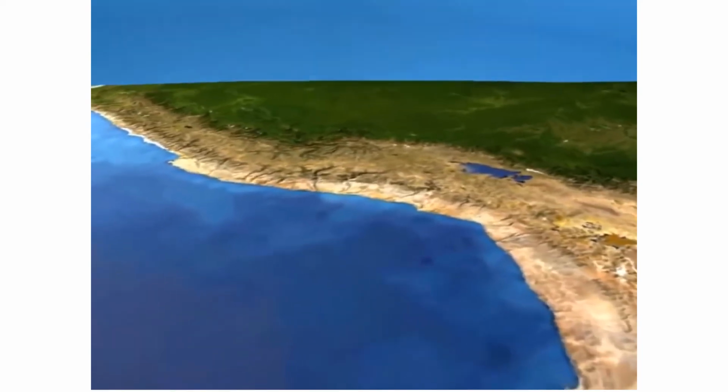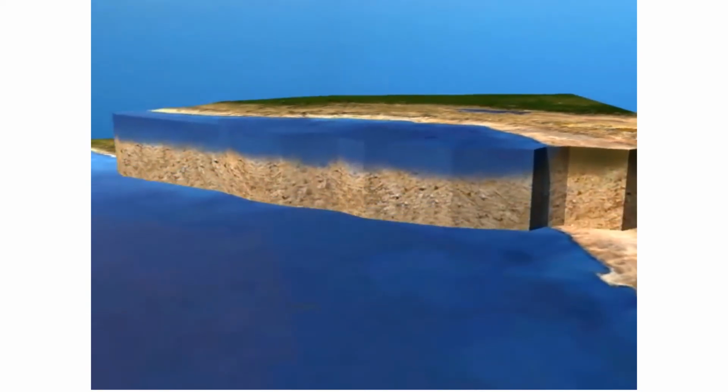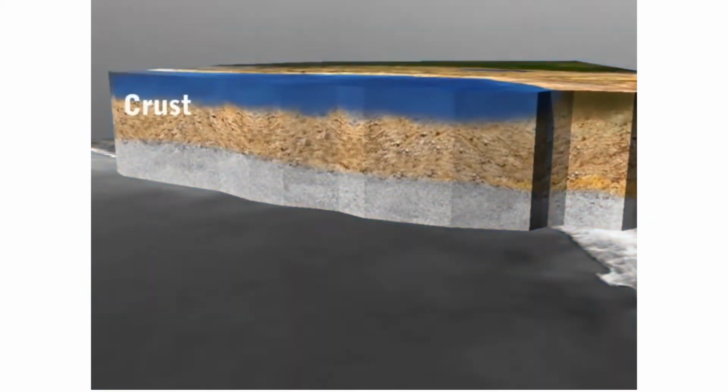In reality, the crust of the earth is a very thin layer. It is only 50 kilometers deep. The crust floats on top of the outer layers of the earth. The oceanic crust is thinner than the continental crust.